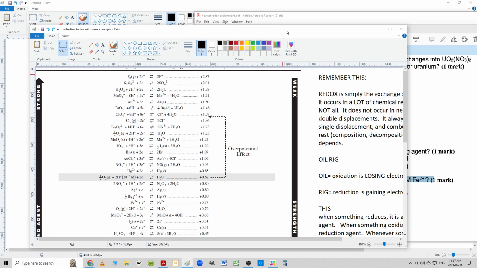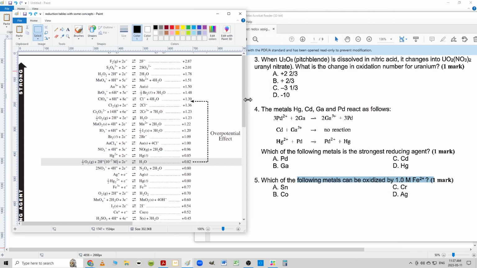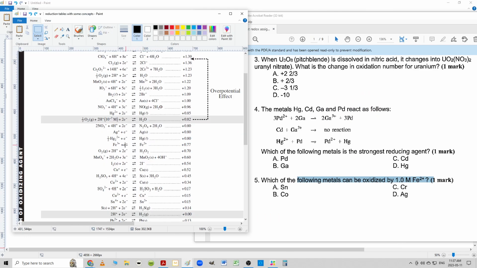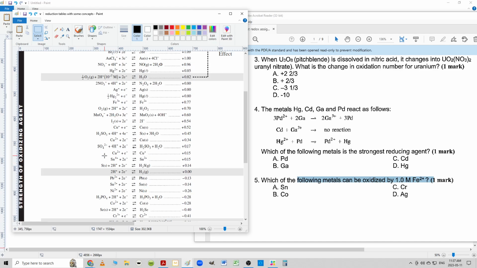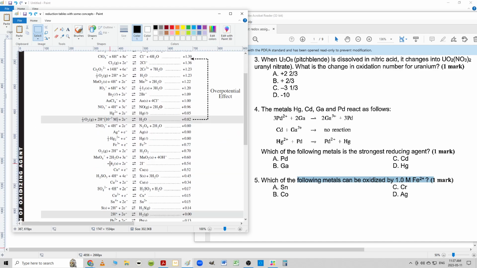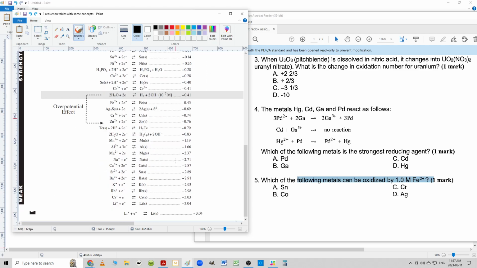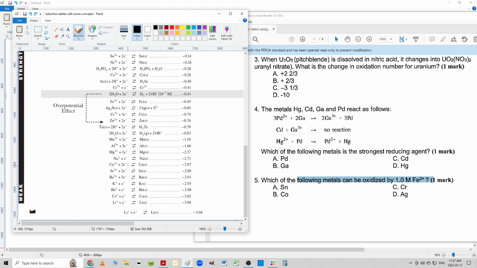So I'm going to pull up the reduction table. We're going to just shrink it like this. And we're going to look at each thing in turn. We've got to find Fe2+. So if you look carefully, you're going to find Fe2+ and 3+ on your table. And as far as metals go, it usually gets oxidized easily. So there it is there.